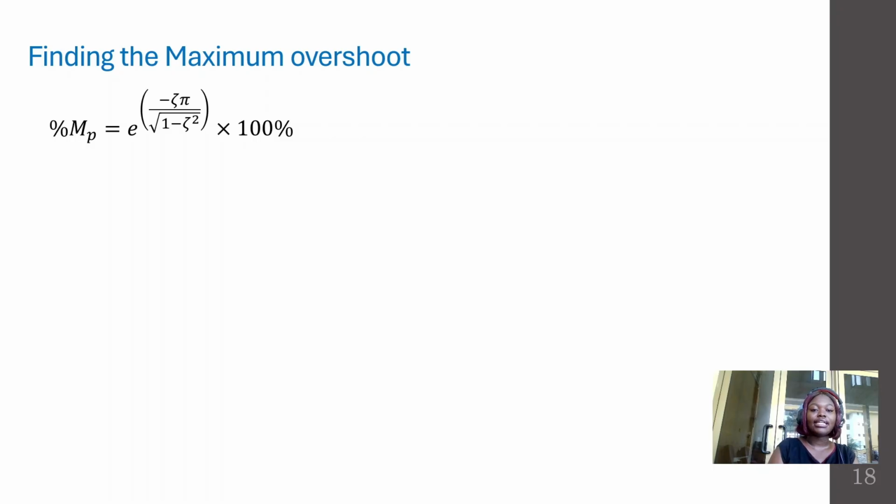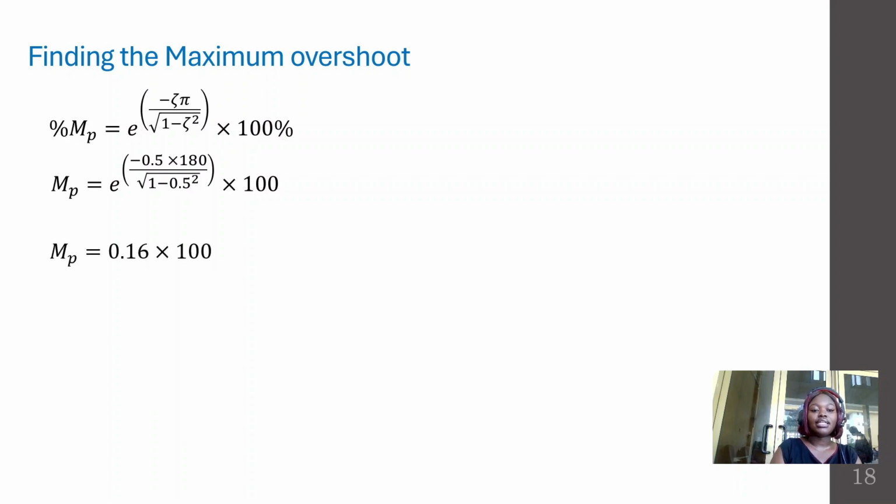Mathematically, it's given as the exponential of negative zeta pi out of the square root of 1 minus zeta squared, multiplied by 100%. We substitute the values we've already gotten for our damping ratio into the formula. This gives us 0.16 times 100, giving us a maximum overshoot of 16.31%.